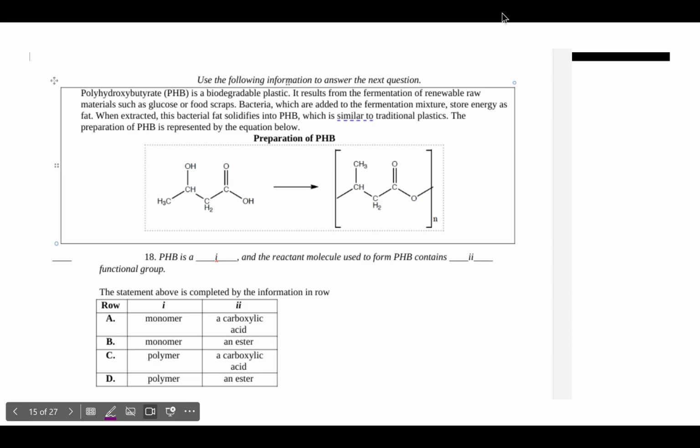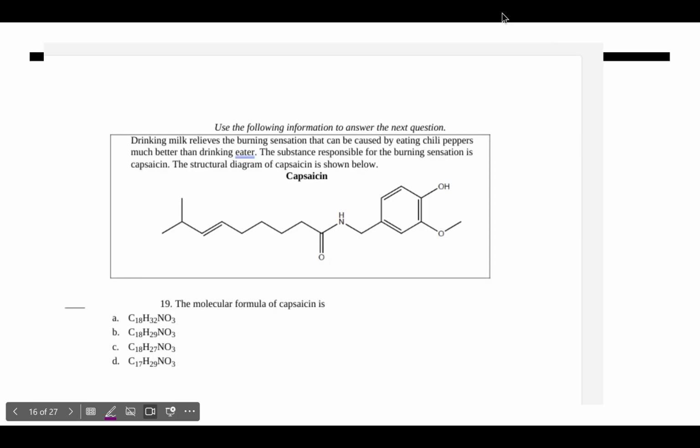Okay. So moving on back to another polymer question. We have this compound, we have some information about it, and then we see that it is going to be involved in a reaction where we have a repeating link. We know that because of the n. So this would be the monomer, and we're forming the polymer. Completing the information, when it's actually prepared, it is a polymer. And the reactant molecule used to form it contains, this would be a carboxylic acid. So your answer was C.